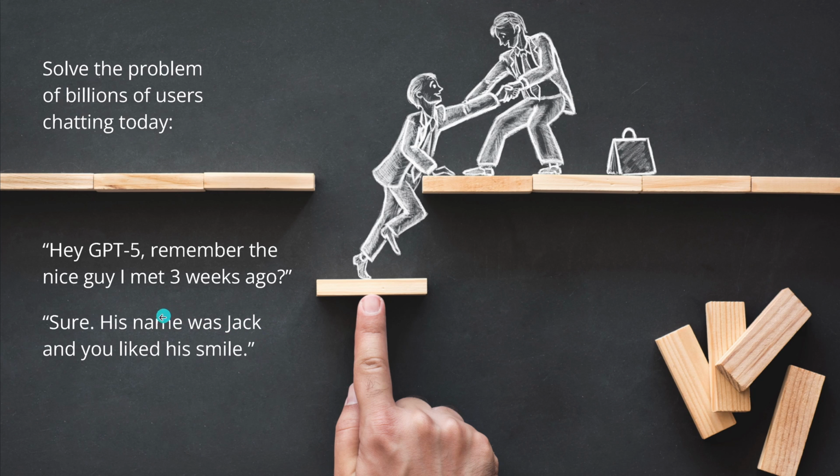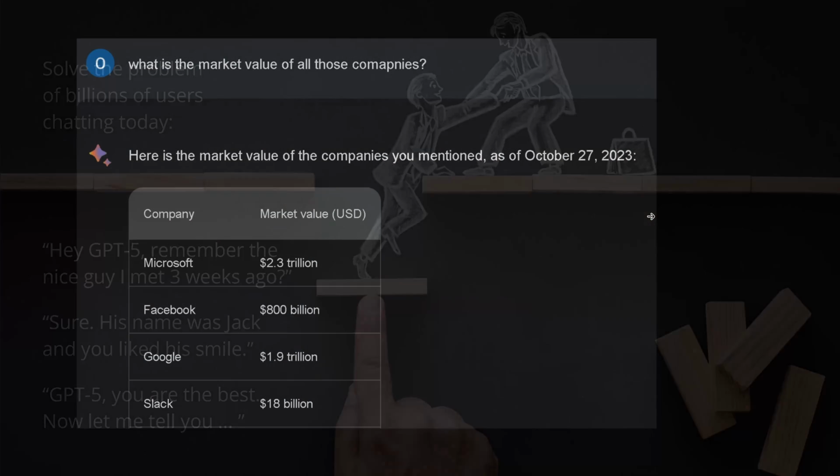So you see, information suddenly needs to be fed into an LLM system. And then the user might say, hey, GPT-5, you are the best. Now let me tell you what happened today. So you see, you want a continuous stream of actual user-specific information to make your platform more attractive for users, and you can sell more ads or whatever you do.